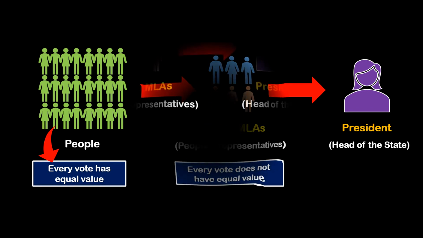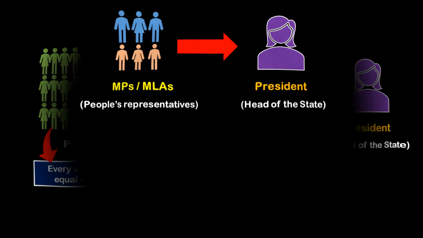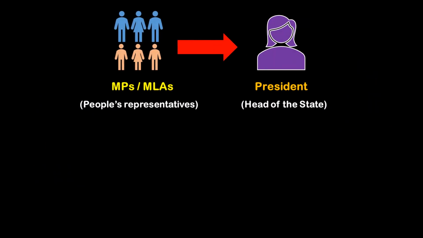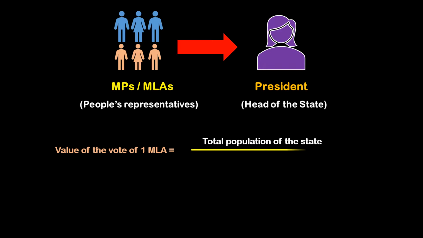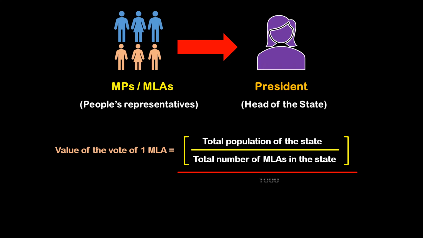Different states have different populations and different numbers of MLAs. Naturally, the value of the vote of electors representing a numerically larger number of people would be higher than that of electors representing a lesser number of people. In order to achieve uniformity in the scale of representation of different states in the presidential election, we take the value of the vote of an MLA equal to the total population of the state divided by the total number of elected MLAs in the state, and this whole divided by 1000.